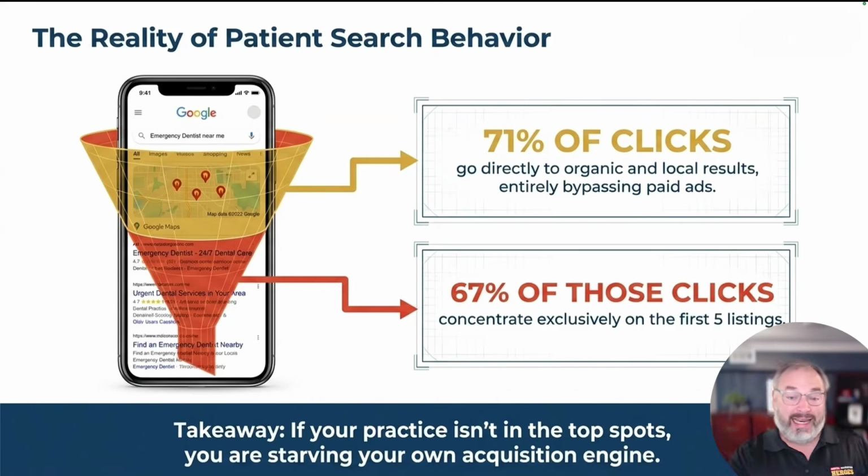71% of clicks go directly to the organic. 67% of those clicks concentrate exclusively on the first 5 listings. So you can see that there's a disproportionate amount of clicks that happen in the top 5 listings. And in fact, the top 3 is where most of those happen. So the takeaway here is if your practice isn't in those top 3 to 5 spots, you are starving your own acquisition engine and you're relinquishing good quality new patient leads to your competition.